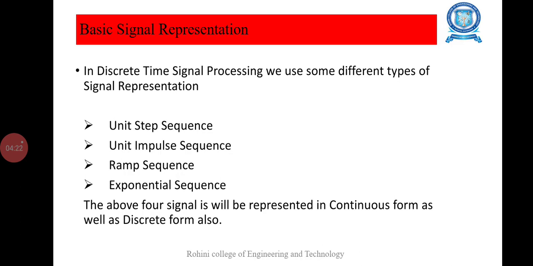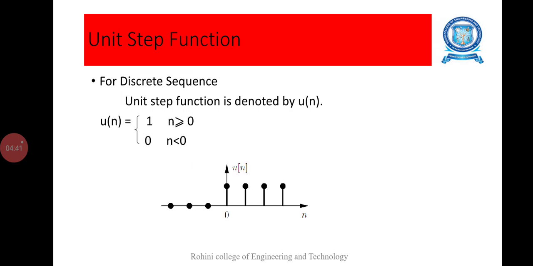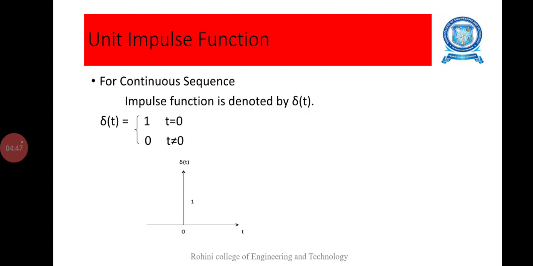Signals are represented using different types, that is unit step sequence, unit impulse sequence, ramp sequence and exponential sequence, and they are available in both continuous as well as discrete forms. In the case of the unit step sequence, the step function is given as u of t equal to 1 for t greater than or equal to 0 and 0 for t less than 0. In the case of discrete time, u of n equal to 1 for n greater than or equal to 0 and 0 for n less than 0.